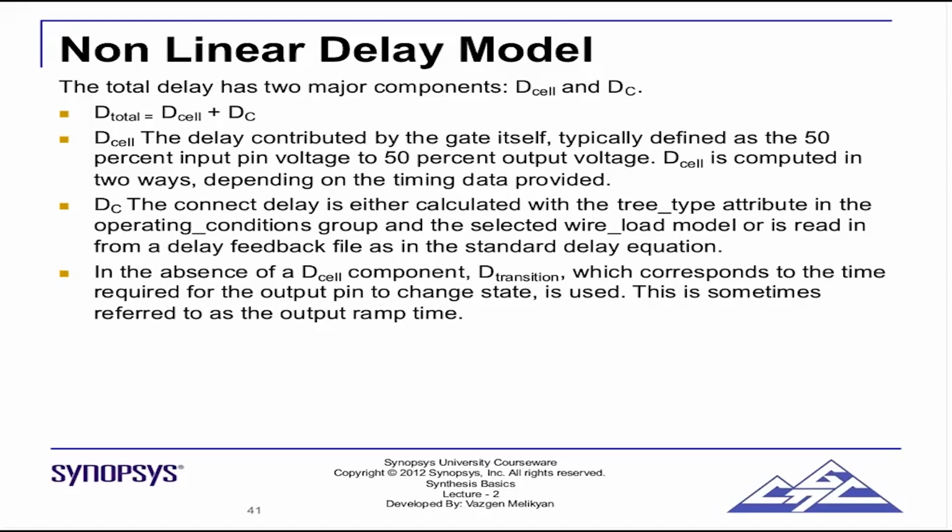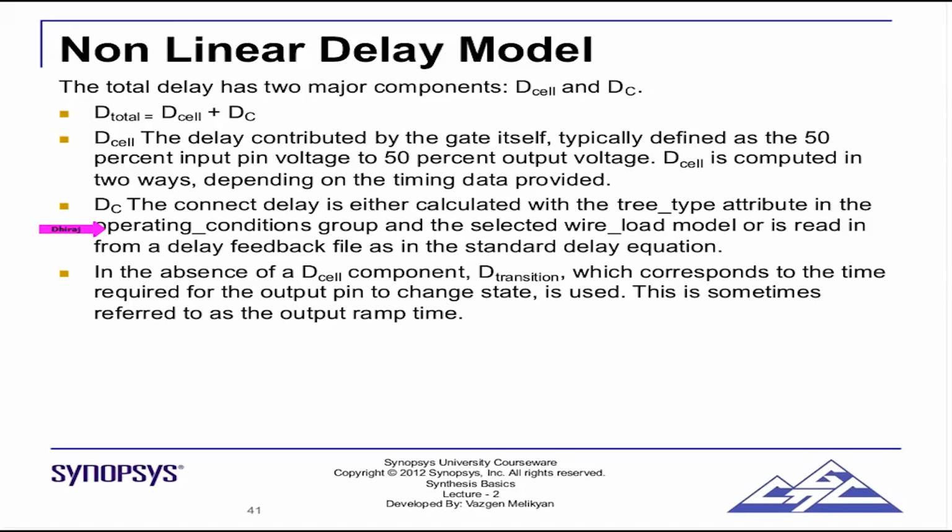Now NLDM proposes that the total delay has two major components: the D cell and the Dc. The D cell is again the intrinsic delay, typically defined as the 50% input pin voltage to 50% output pin voltage. D cell can be computed in two ways basically. Dc in this case is the connect delay. It is either calculated with the wire tree type attribute and selected by our model. We'll see later about this tree type and wire model. But Dc here is nothing but an estimate. Based on some input we give, the tool will estimate the interconnect delay.